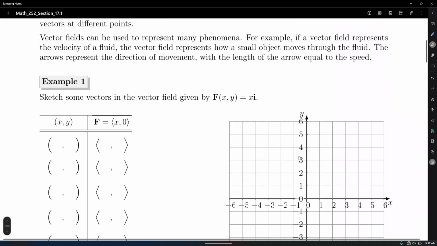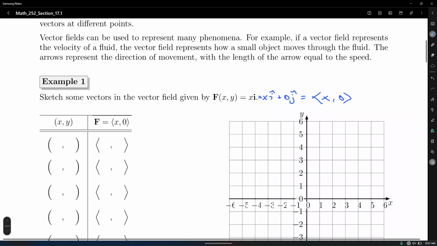All right, so sketch some vectors in the vector field given by f of x, y equals x in the direction of i. All right, let me write this vector field first of all in component form. Well, this is the same as saying x i plus 0 j, which is the same as saying <x, 0>, right? So that means this vector field is describing vectors that are going to go in the direction of the x coordinate only, and 0 for the y component.